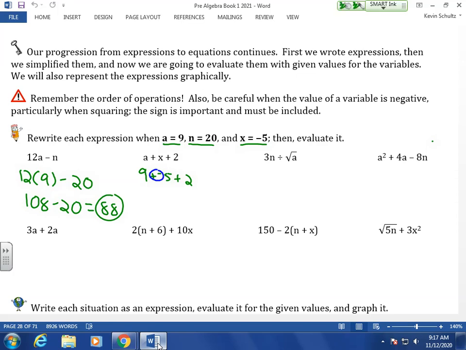So we can rewrite this, or think about it, as 9 minus 5 plus 2. Okay, 9 minus 5 plus 2. So that's 4 plus 2. We should get 6 as a value, 6.